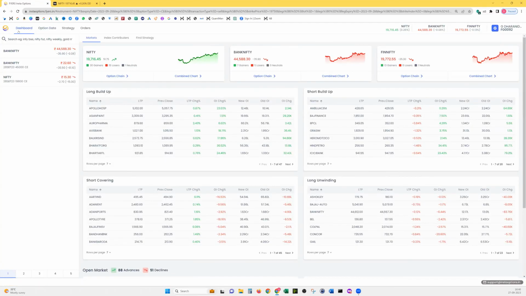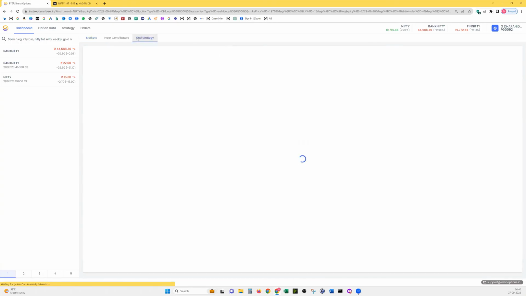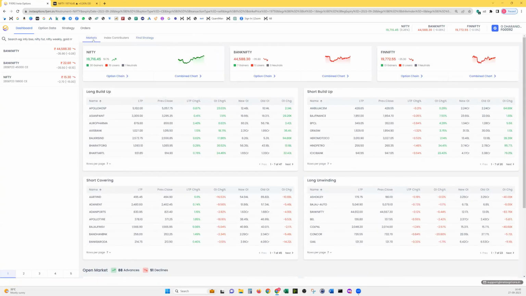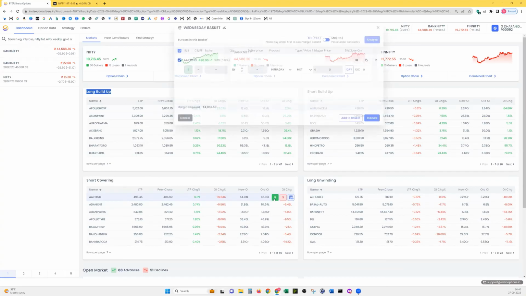On the dashboard page, we have two things. One is the markets and the other is the index contributor. I have already explained the finder strategy. So I click on markets and now we can look into the 4 things over here: long build-up, short build-up, long unwinding, and short covering. These are scripts which have long build-up, so they can look for buying opportunities over here, selling opportunities over here, and then buying opportunities once again over here, and selling opportunities over here. They can directly go ahead and click on buy on this stock.